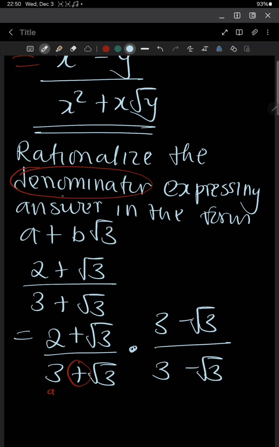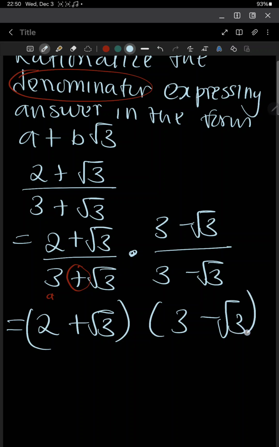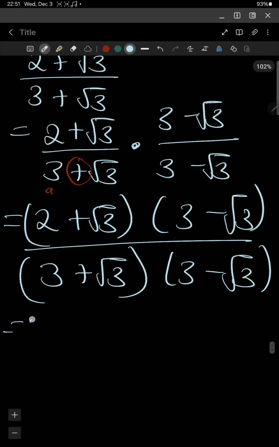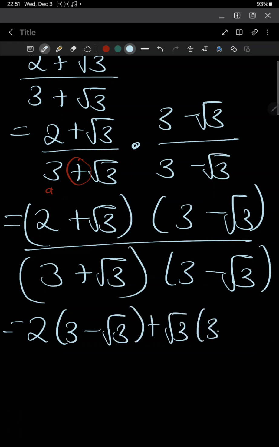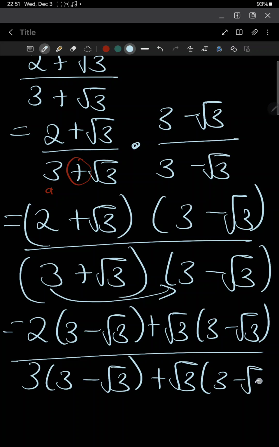So they have emphasized, rationalize the denominator. If they say rationalize the numerator, do it the way I did it on those examples. After that, simplify. So it will be 2 plus square root of 3, and then 3 minus square root of 3 divided by 3 plus square root of 3, and we have 3 minus square root of 3. After that, simplify to be 2 open bracket 3 minus square root of 3 plus square root of 3, 3 minus square root of 3, and also this we multiply by that, it is 3 minus square root of 3 plus square root of 3 open bracket 3 minus square root of 3.